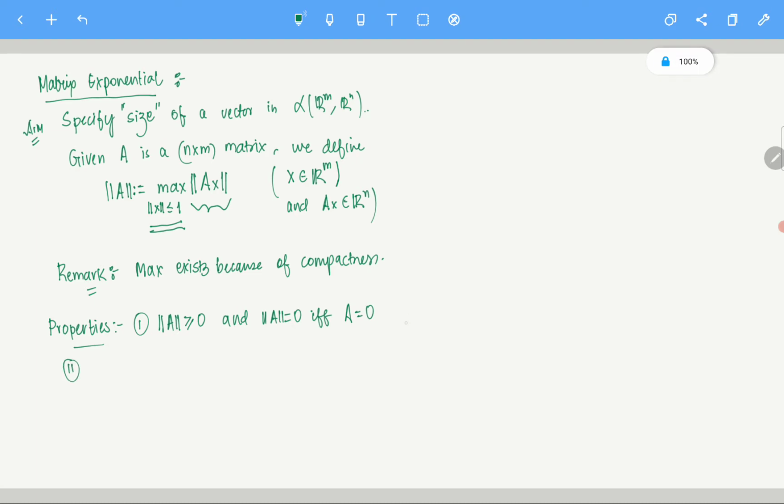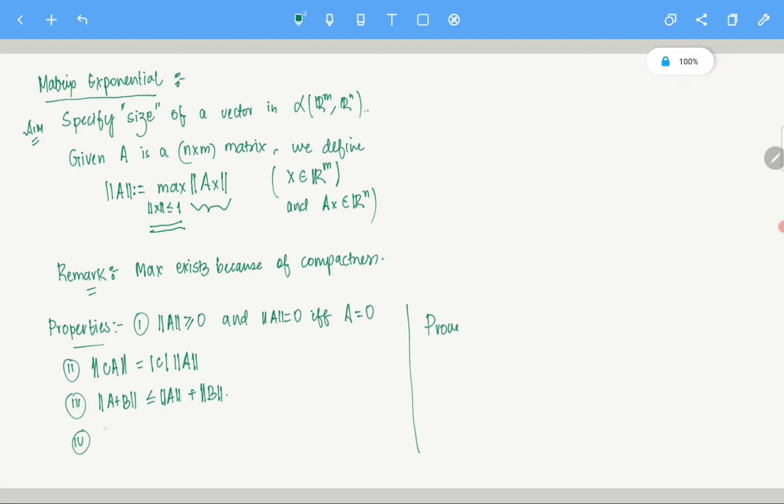Number two, I want you to prove this. Now the norm of C times A, let's look at this under scaling. What happens? It is exactly what you expect, since this is a norm. Number three, of course, the triangle inequality holds: the matrix norm of A plus B is less than or equal to the norm of A plus the matrix norm of B. So this is called a matrix norm.